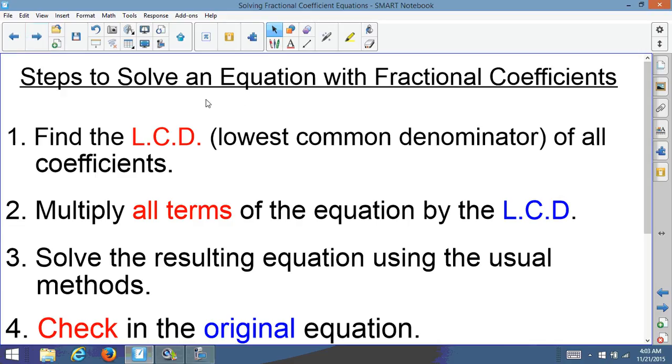So the steps to solve an equation with fractional coefficients. Step 1, find the L.C.D., the lowest common denominator, of all the coefficients. Step 2, multiply all terms, and that's important, all of the terms of the equation by the L.C.D. Step 3, solve the resulting equation using the usual methods. Step 4, check in the original equation. So you're going back to check your answer in the equation.